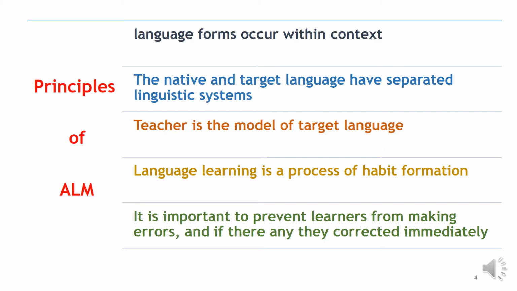Principles of ALM. Language forms occur within context. The native and target language have separated linguistic systems. Teacher is the model of target language. Language learning is a process of habit formation. It is important to prevent learners from making errors, and if there is any, they are corrected immediately.